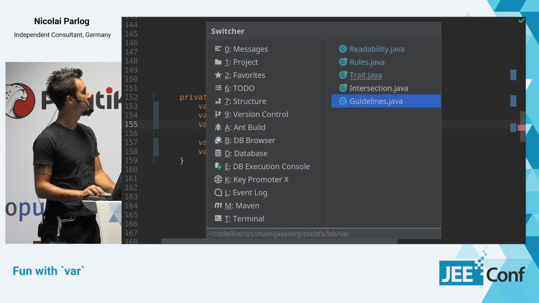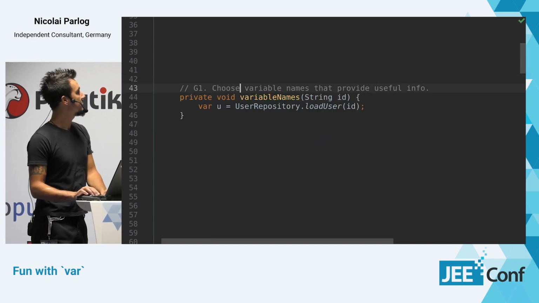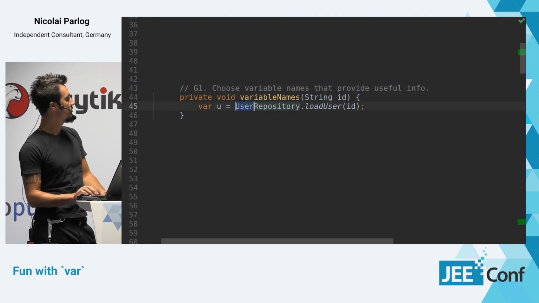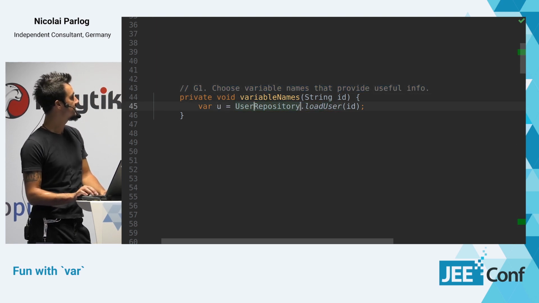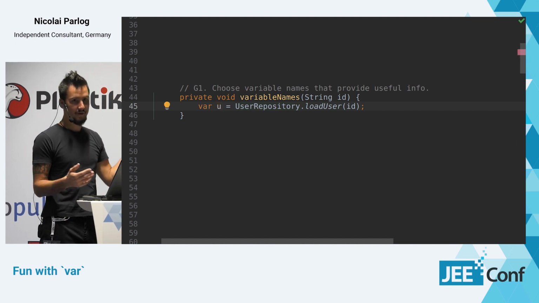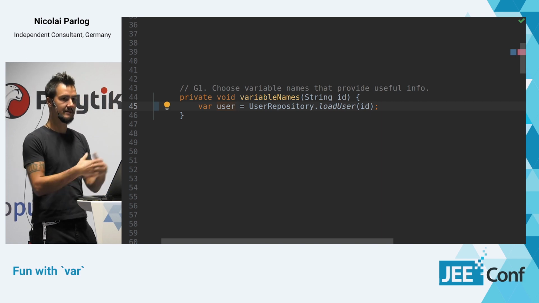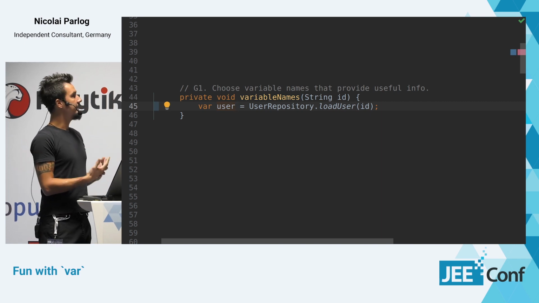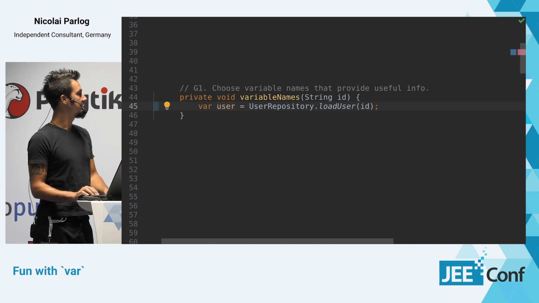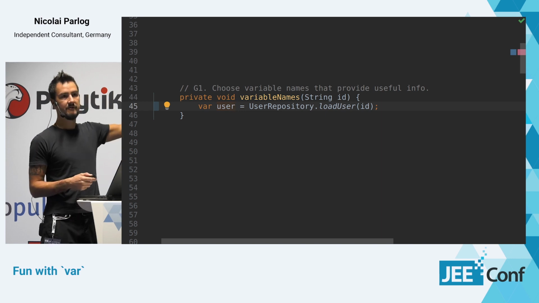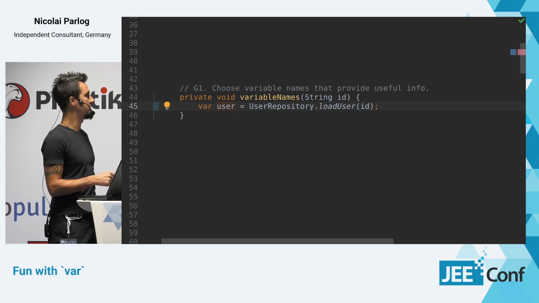Guidelines, where we are. There we go. Okay, so let's start. The first guideline is choose variable names that provide useful info. Here we have a user repository that loads a user, so it stands to reason that this is a user, but still it would be nice to use something else than this kind of variable name. You can, of course, call it user. That's acceptable. What I try to do is, in this instance, use a variable name that tells the reader of the code: what is this user here for? Why am I dealing with that user here?